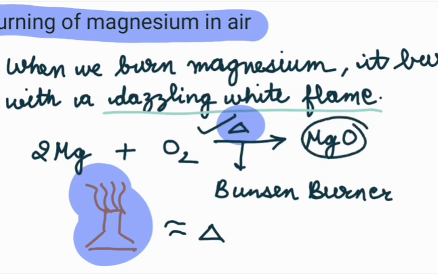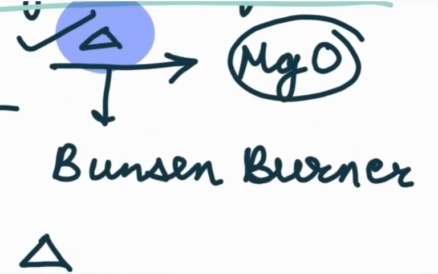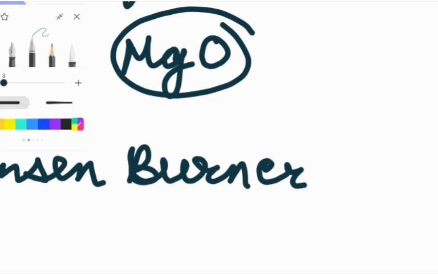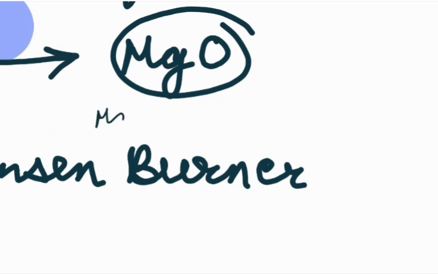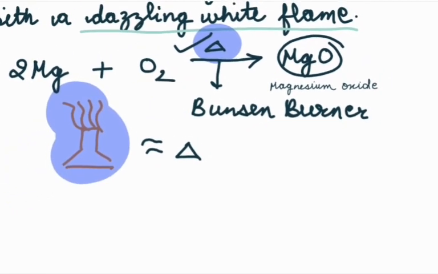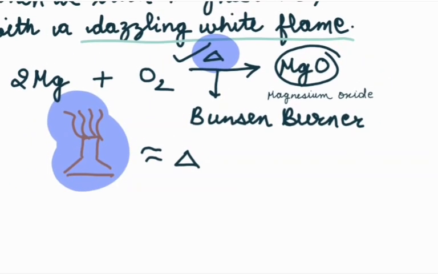Now what is this MgO known as? Let me write it over here. This MgO is known as magnesium oxide, which has been produced over here. So this is the basic reaction that has taken place.